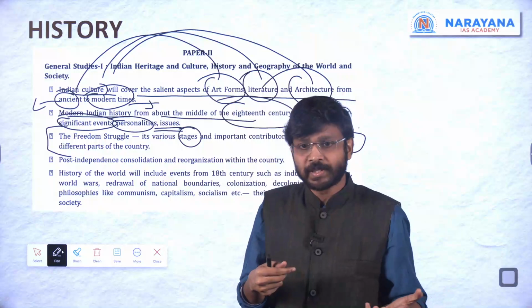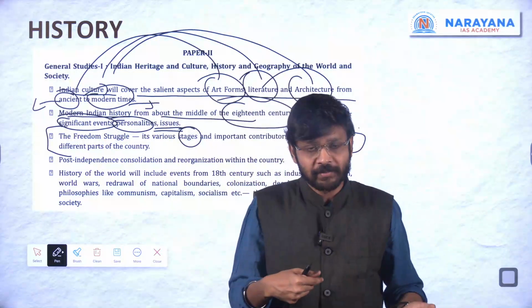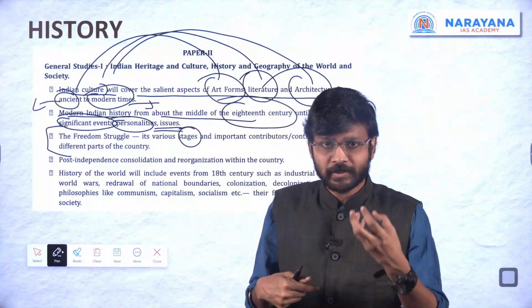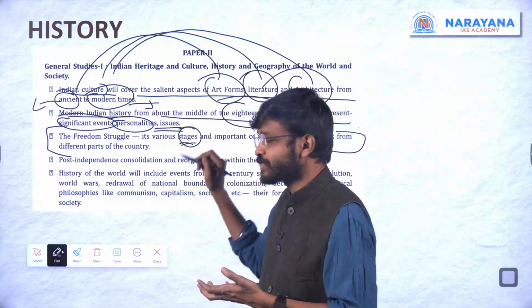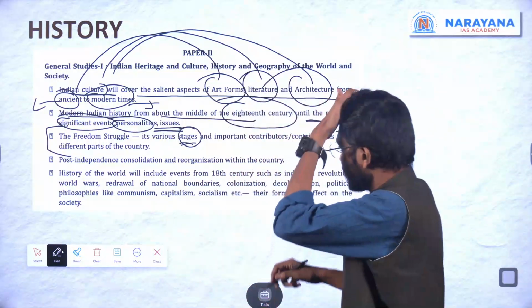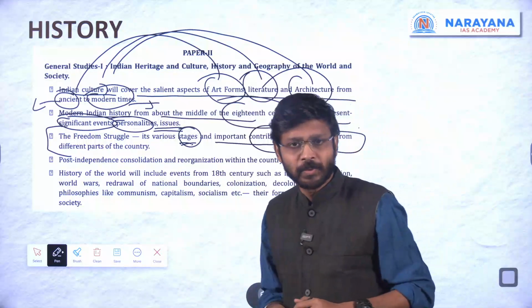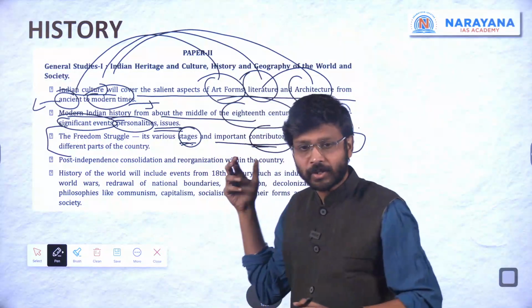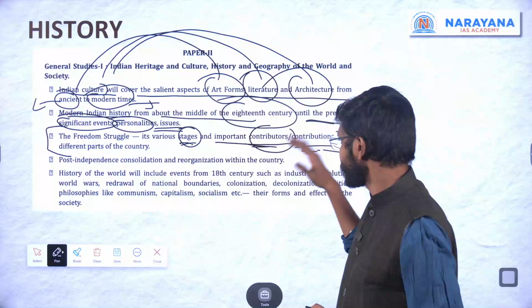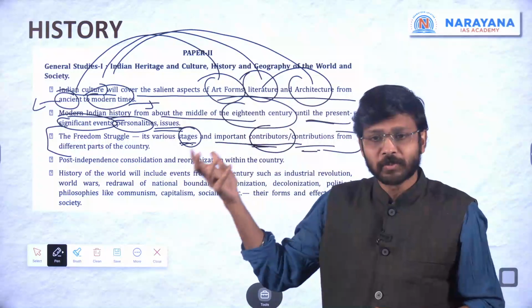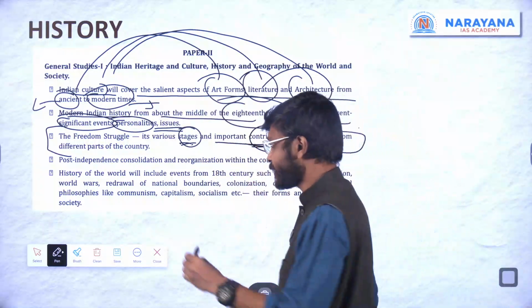Like the Gandhian phase was there, the revolutionary phase was there, the extremist phase was there. So that way also, we have different stages in this freedom struggle, and the important contributors and their contributions also we have to study, okay. Who all are the important contributors, like Nehru will be there, Bose will be there, what all contributions they did to the country, okay. So that is also there.